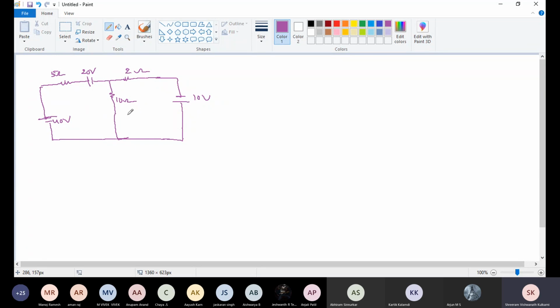First tell me how many sources are there? Three. Total 3 sources are there. All 3 are voltage sources only. Yes. Okay, now we need to consider any one of the voltage sources.